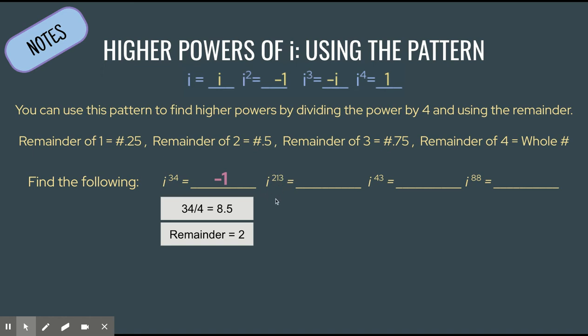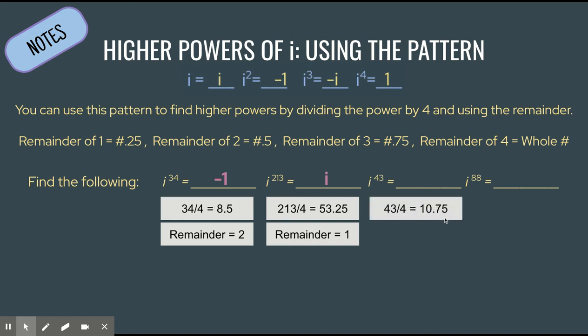So I'm going to take the power, like on the next one, 213, and divide it by 4. That gives me 53.25. 0.25 is a remainder of 1, because that's 1/4. So that means it's going to match i to the first, which is just i. 43 divided by 4 is 0.75, which is 3/4, so its remainder is 3. And i cubed is -i.